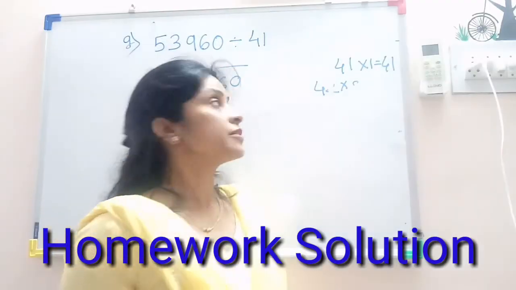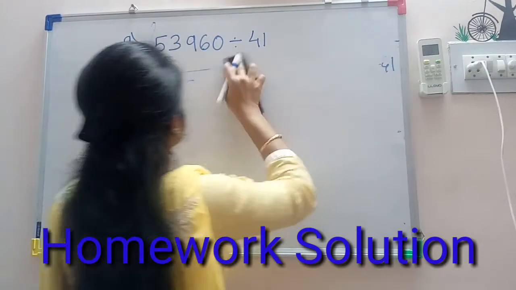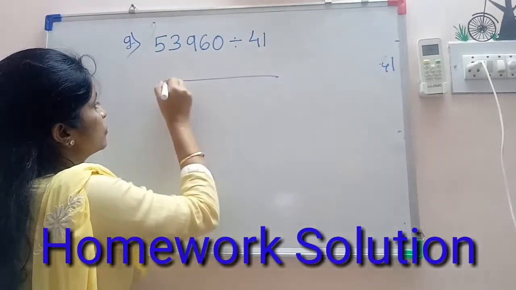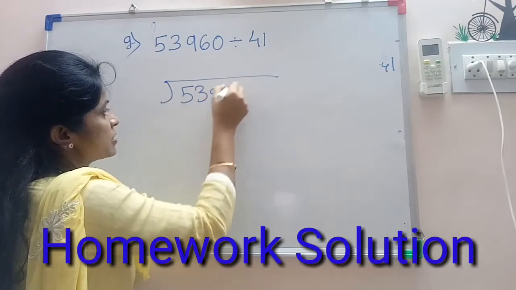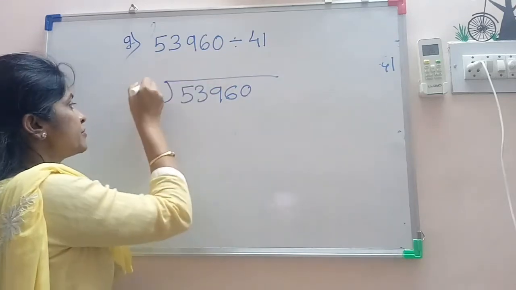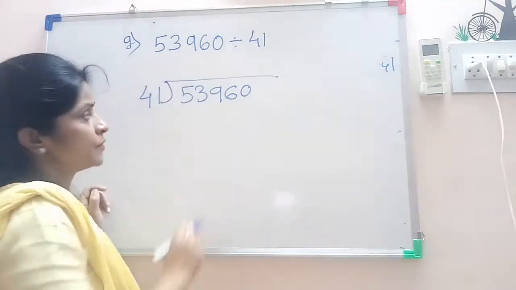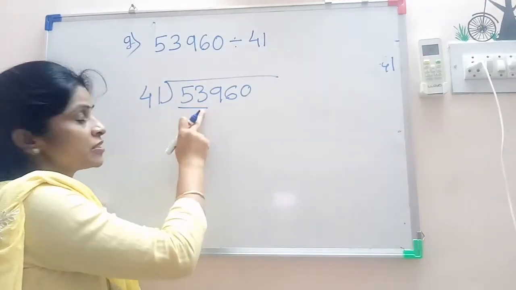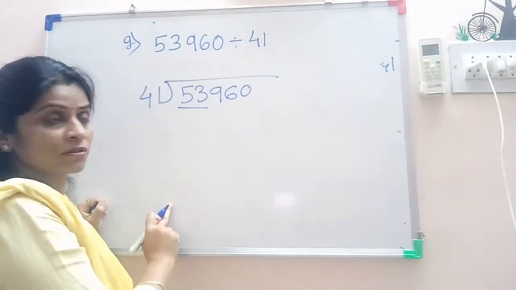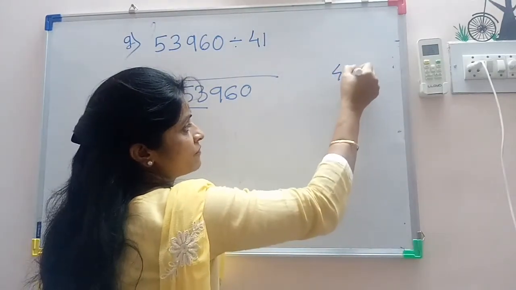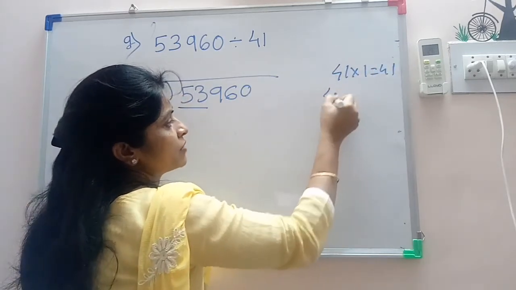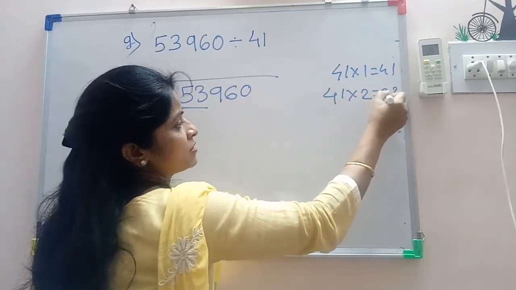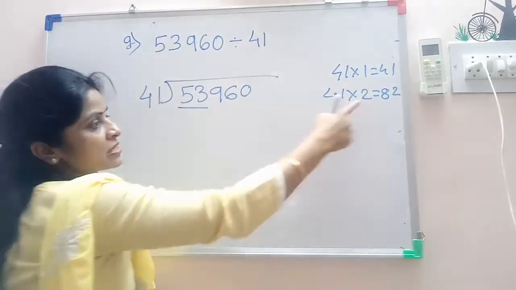Now students, we will see the next example, that is 53,960 divided by 41. Now let's take 53,960 as the dividend and 41 as the divisor. Now first of all we will see the 2-digit number because we are dividing by a 2-digit number. So 53, is it there in the table of 41? Let's see. 41 1s are 41, 41 2s are 82. Now 82 is greater than the given number.